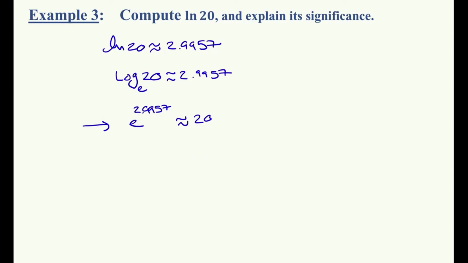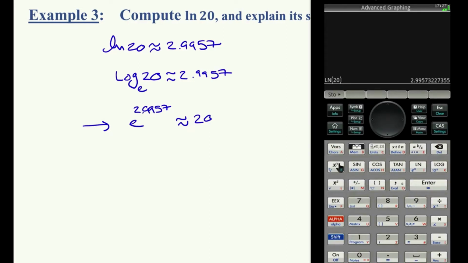Now again, we can verify that if we just go ahead and type in e. That's the second function of ln. Usually you have to push either second or shift, whatever it is on your calculator, and you end up typing in the exponent 2.9957. So the moment of truth, we should get something extremely close to 20. And of course, once again, we do.